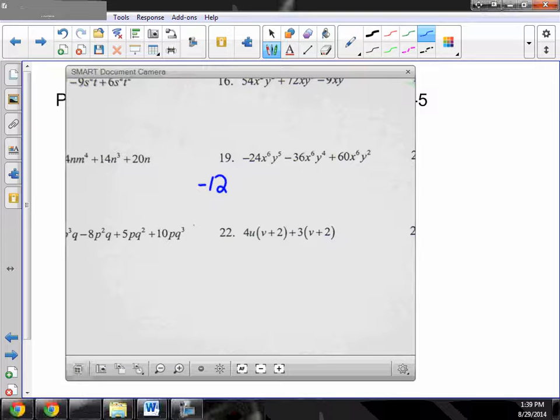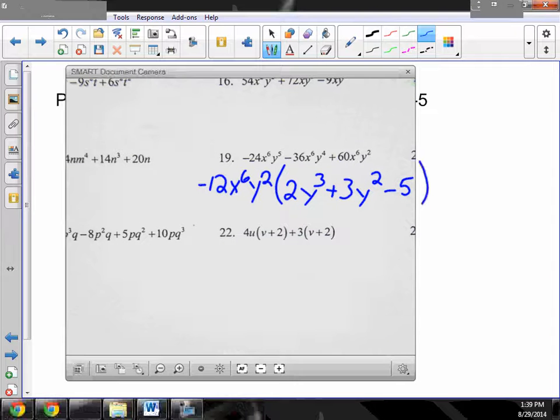How many x's? x to the 6th. How many y's? y to the 2nd. So I'd be left with 2y^3 plus 3y^2 minus 5, and that's it. Everybody understand that? Okay, now 22.